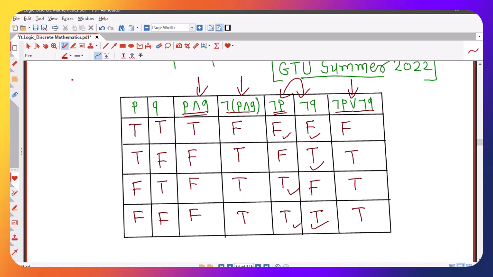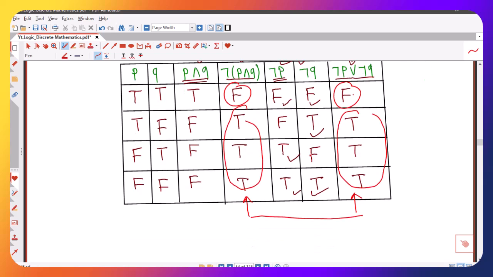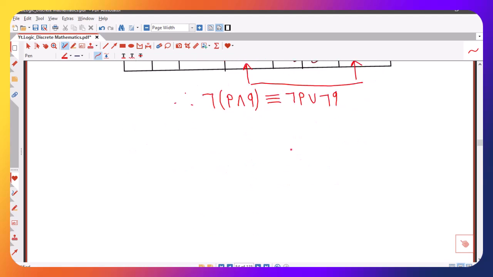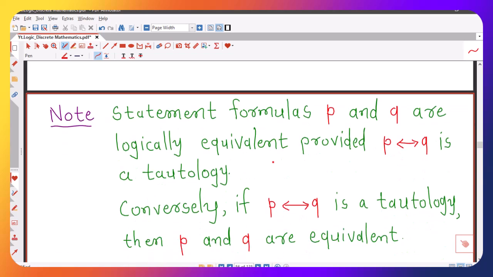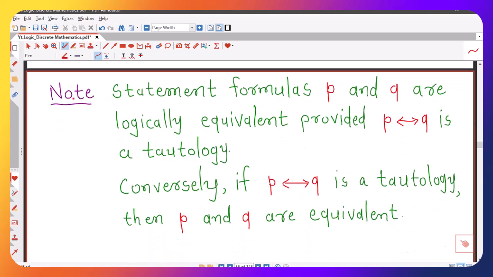And now we can observe the columns corresponding to these two compound propositions. You can see they agree, F, F, then 3 times T, here also 3 times T. Therefore we have proved another form of De Morgan's law, that is not P and Q is equivalent to not P or not Q.